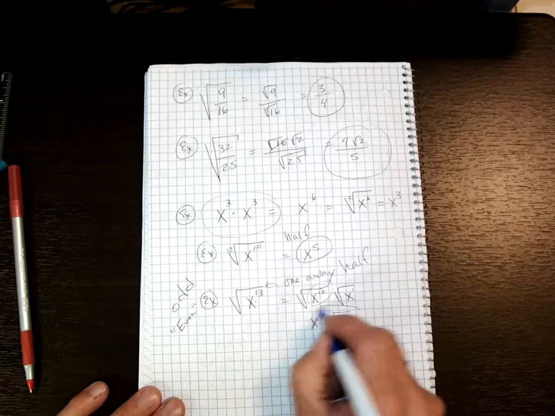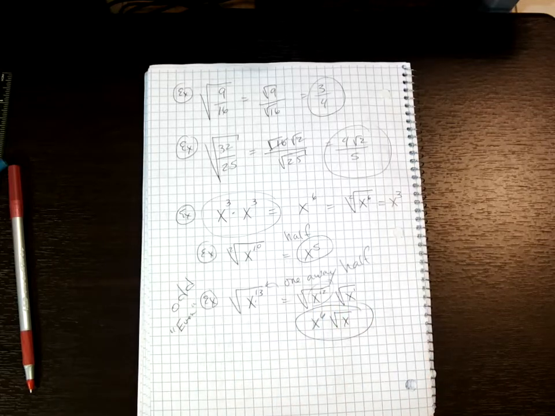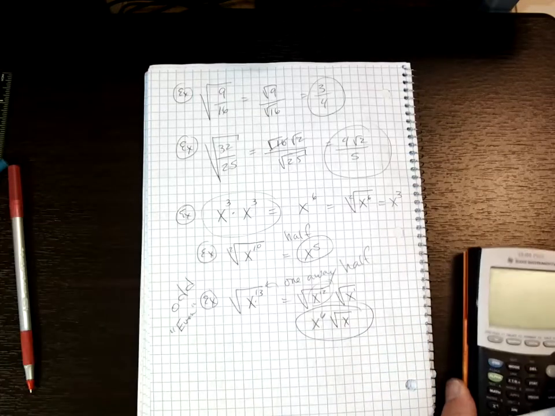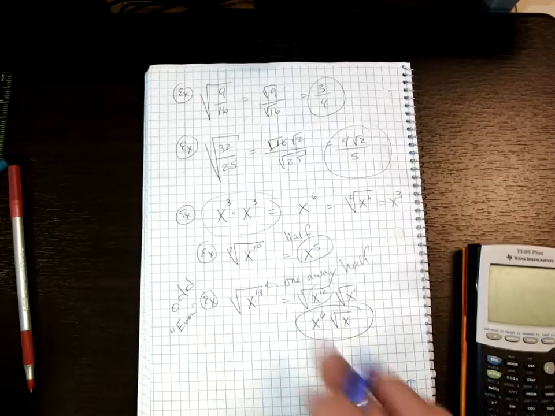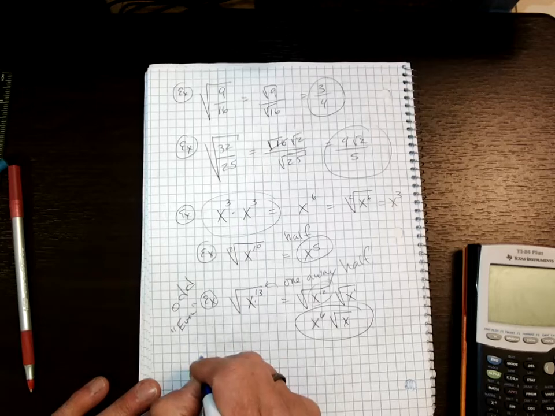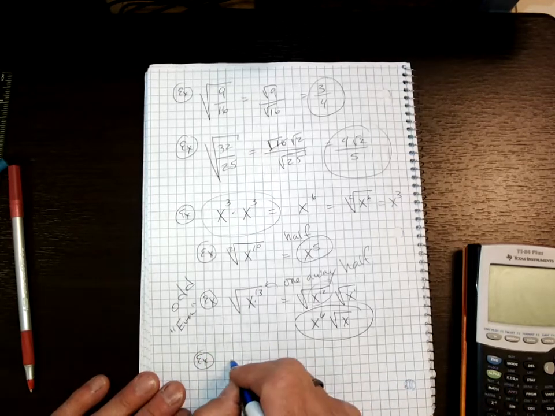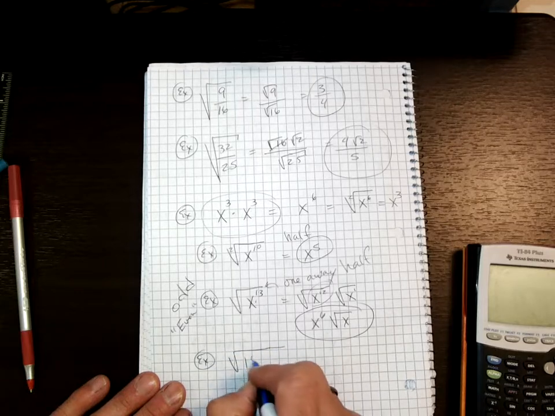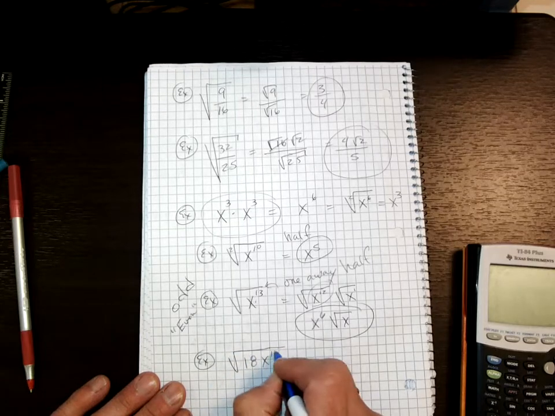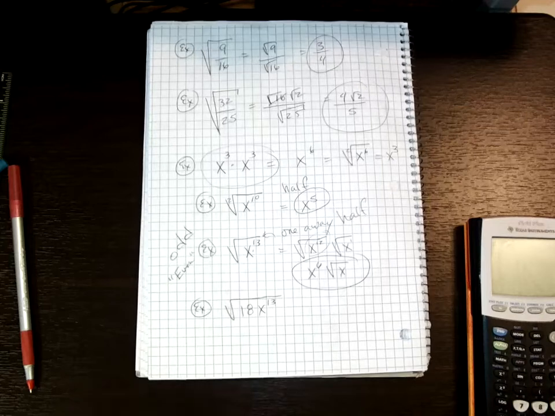Hopefully you're not confused. Go back and watch it again if you want to. Now, let's combine these two types of problems. Let's make an example like this. Let's do something like the square root of 18x to the 13. All right, let's combine both.